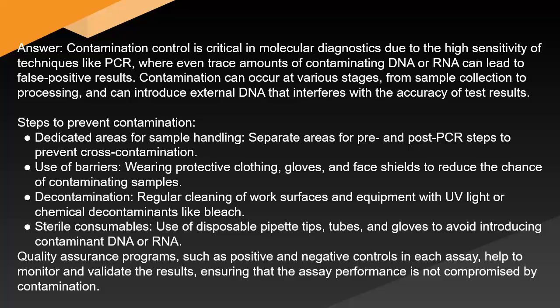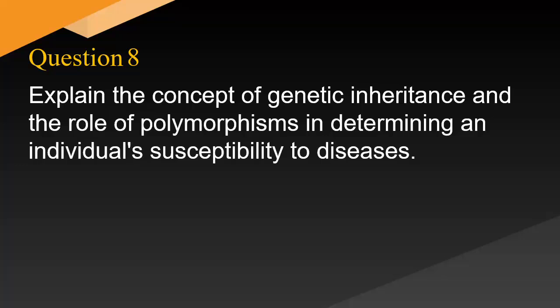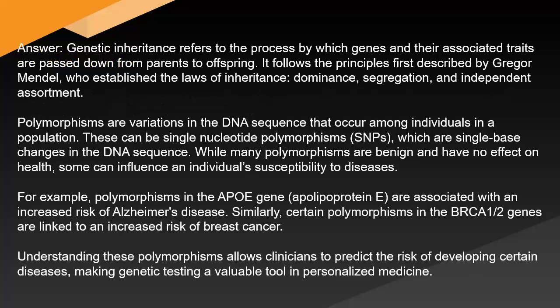Quality assurance programs such as positive and negative controls in each assay help to monitor and validate the results, ensuring that the assay performance is not compromised by contamination. Explain the concept of genetic inheritance and the role of polymorphisms in determining an individual's susceptibility to diseases. Answer: Genetic inheritance refers to the process by which genes and their associated traits are passed down from parents to offspring. It follows the principles first described by Gregor Mendel, who established the laws of inheritance.